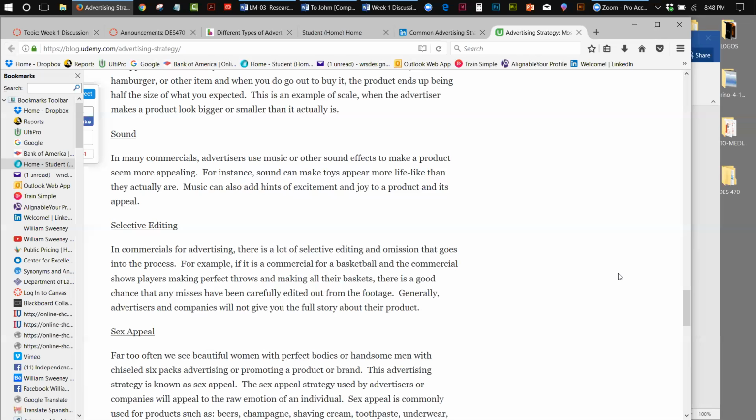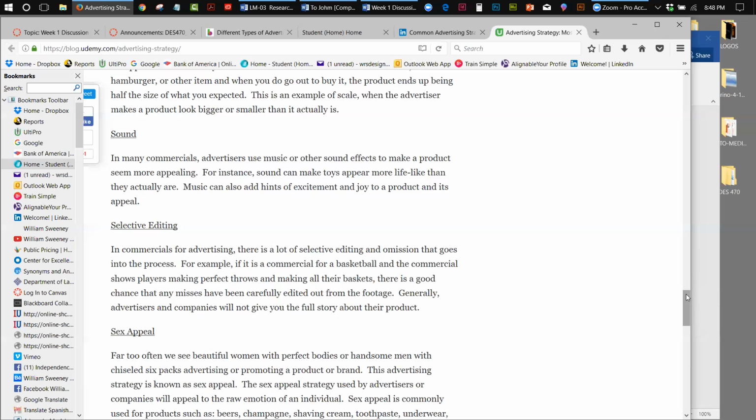So really, it all comes down to strategy. Every single thing that we've talked about tonight comes down to strategy. You are going to provide the strategy. You are going to do the thinking. How do I apply this selective editing, this sound, this sex appeal? How am I going to apply that? And why am I applying it? What is the point I'm trying to make with it? That's really what it comes down to.